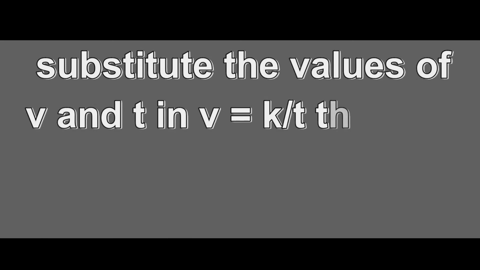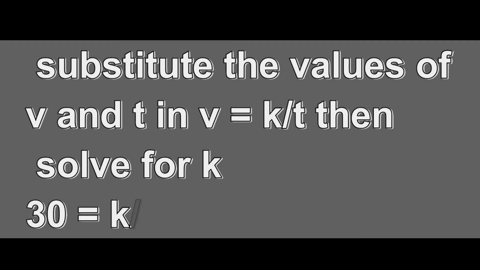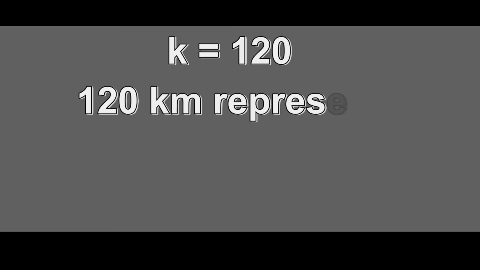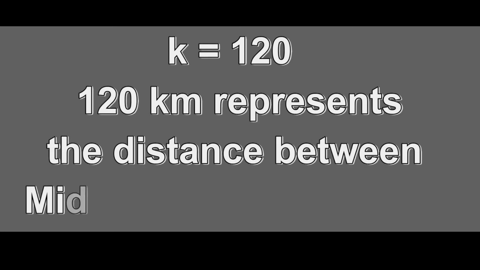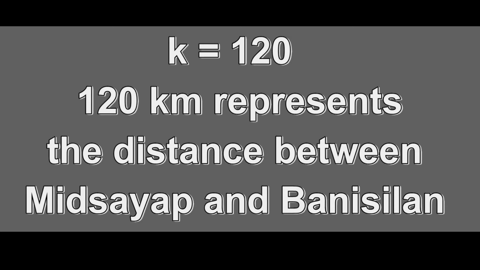Then, substitute the values of V and T in V equals K divided by T, then solve for K. So we have 30 equals K divided by 4, and K equals 120. 120 kilometers represents the distance between Isayap and Banisilan. Therefore, the constant of variation is 120.